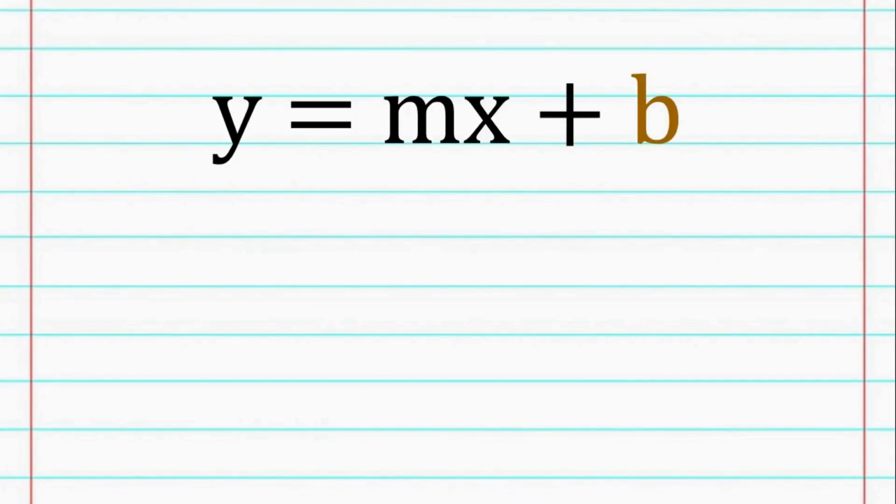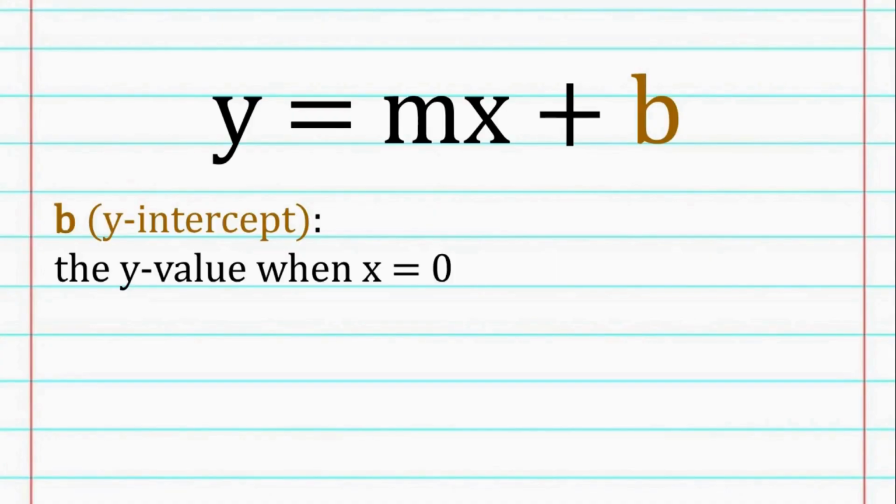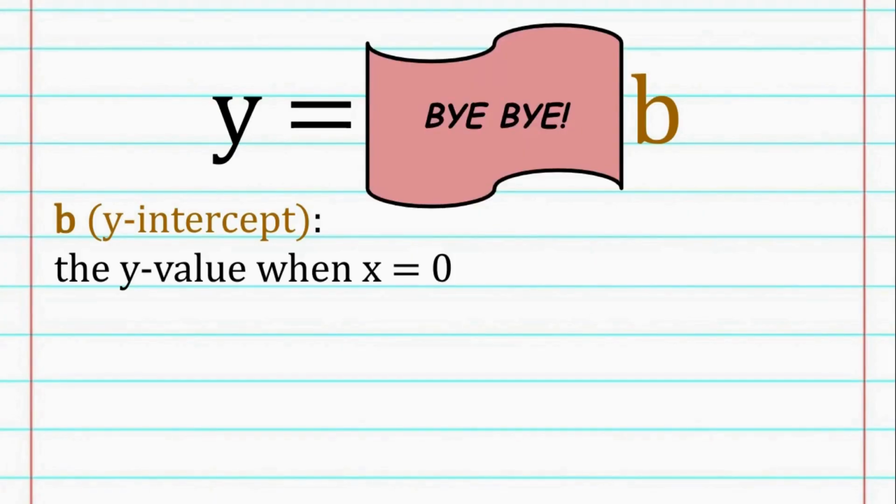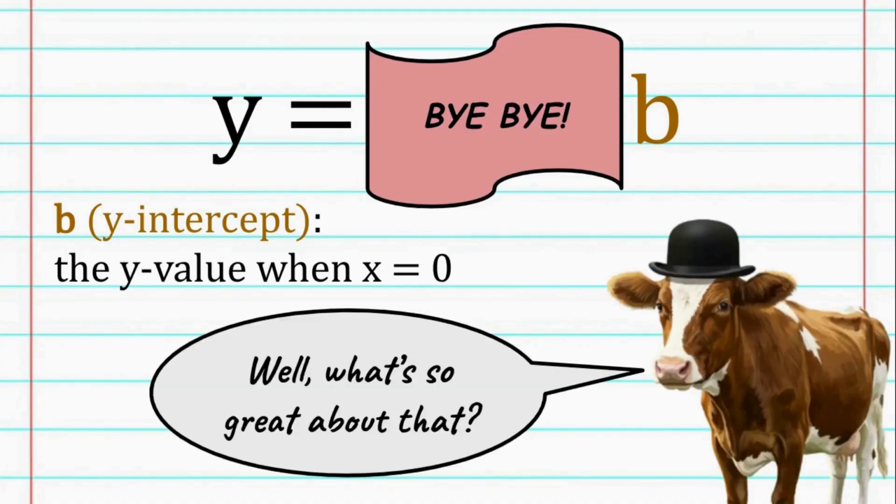Enough about slope. Let's talk about the y-intercept, or the y value when x is equal to 0. If we let x be equal to 0, my first term on the right-hand side goes bye-bye, and we have the y value equal to b, the y-intercept. Well, what's so great about that? Asks our friend the cow in a top hat.